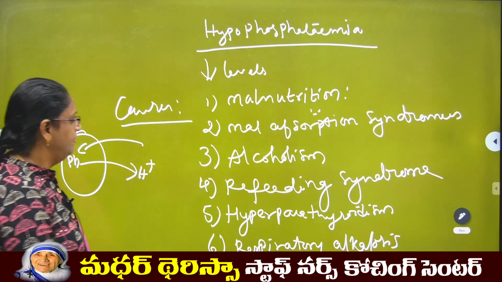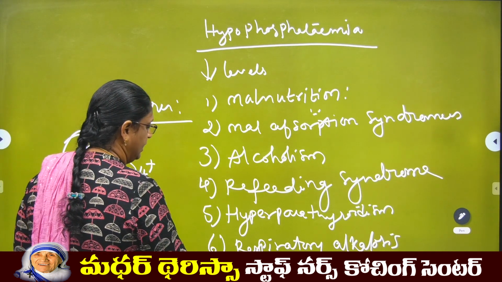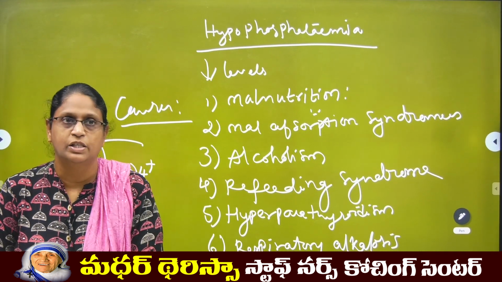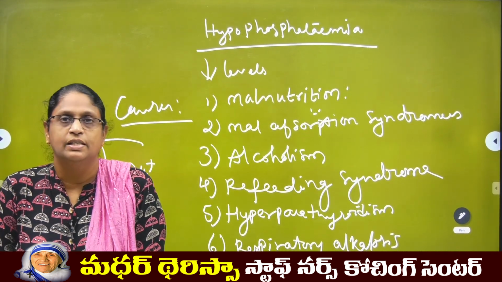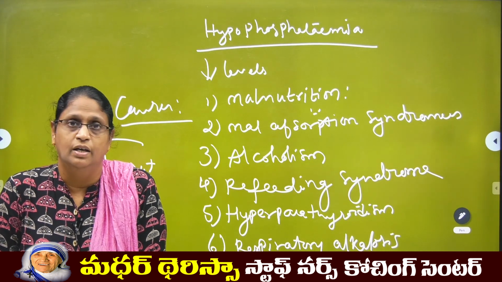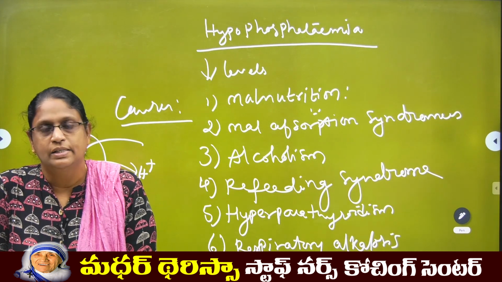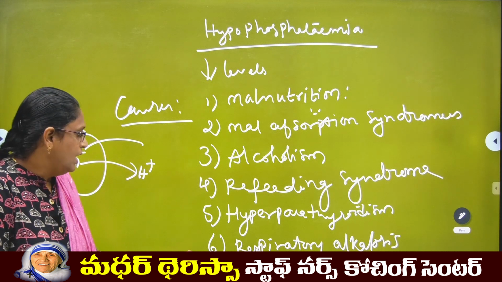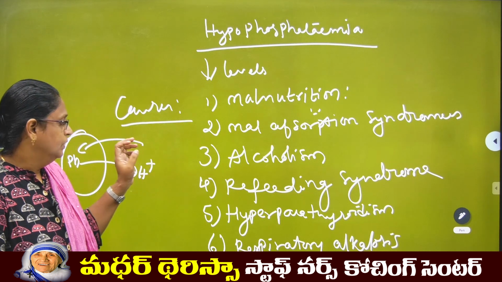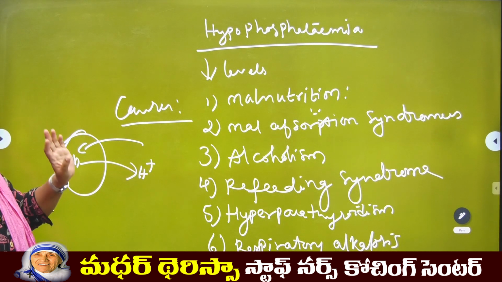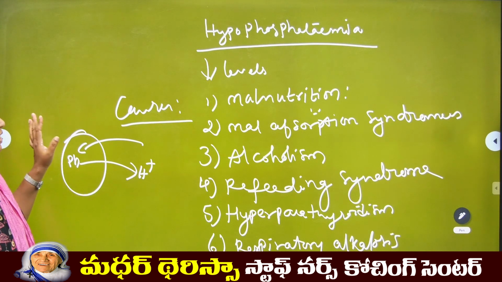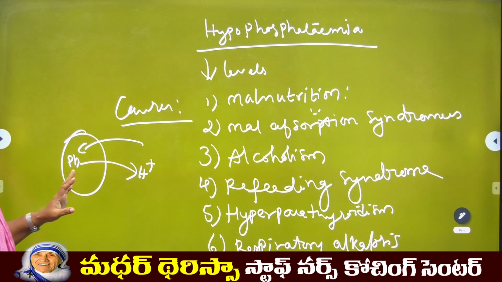And come to the seventh reason, medications. What are the common medications? Like diuretics, especially thiazide diuretics, antacids which have aluminum hydroxide as a composition, and certain chemotherapy drugs may affect the circulating phosphorus levels, which makes the phosphorus get reduced in the body. These are the various causes of hypophosphatemia.